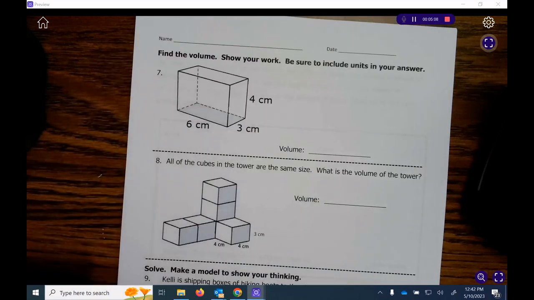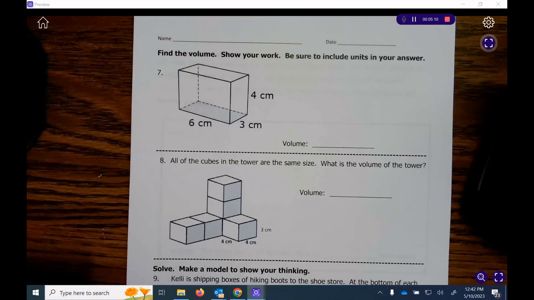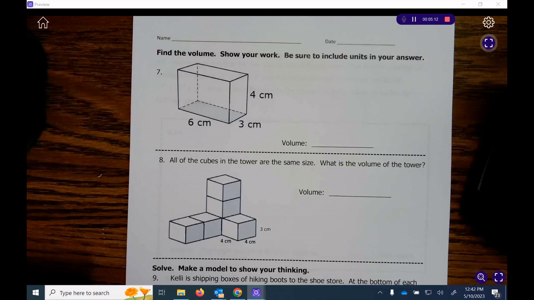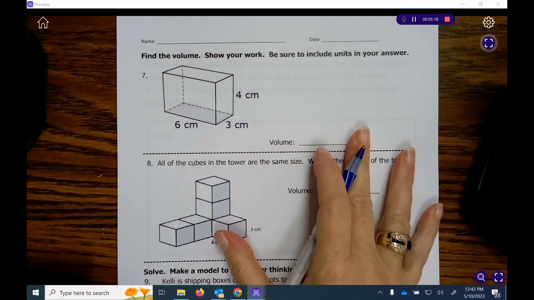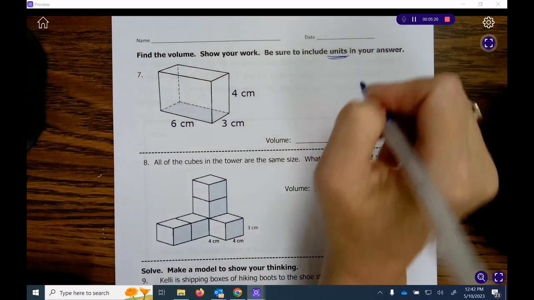Question number 7. Find the volume. Show your work. Be sure to include units in your answer. Oh, look at that, guys. Units in your answer. All right.